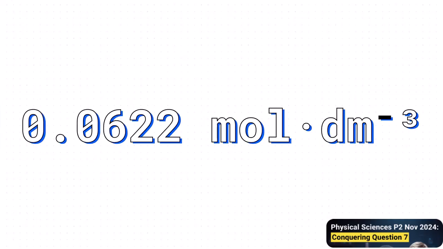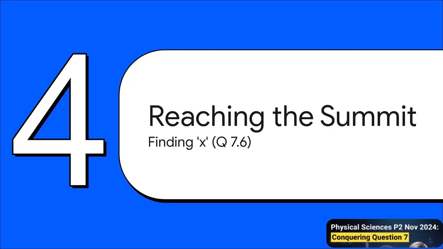So you take your average volume, you plug in all the numbers, and when the dust settles, you get your answer. The concentration, CB, is 0.0622 moles per cubic decimeter. 5 marks, done. Okay, we are so close to the summit now. This is the final push. Another 5 marks for question 7.6, where we have to find the value of X in this hydrated salt formula.